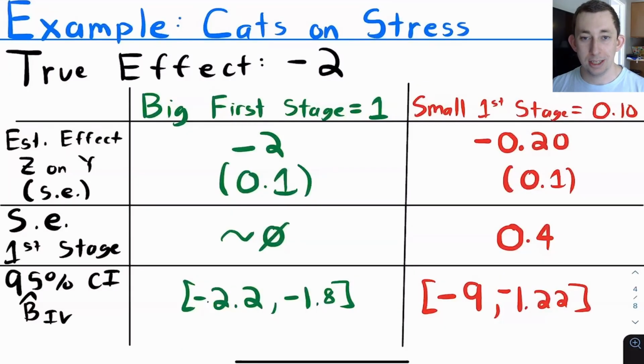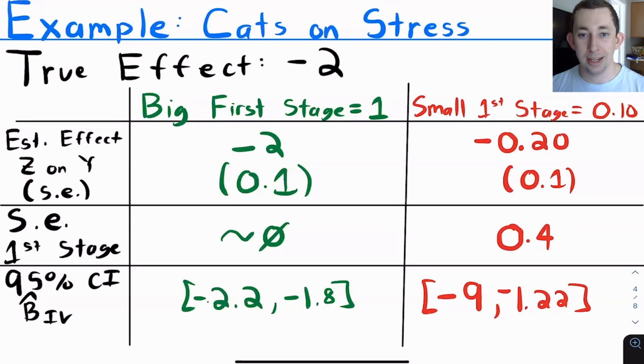So here's an example as to why having a large first stage is good for your IV estimate. Let's say we're in two worlds. In both worlds, the true effect of having a cat on your stress level is -2, where stress level is measured from 0 to 10, and having a cat is just a 0 if you don't have a cat, and a 1 if you do have a cat. In world 1, in the green world, let's say that you pick your name out of a hat, and that tells you whether or not you can adopt a cat. In this world, it's really strict. There's no one who can avoid the lottery, and there's no one who can sort of cheat the lottery.